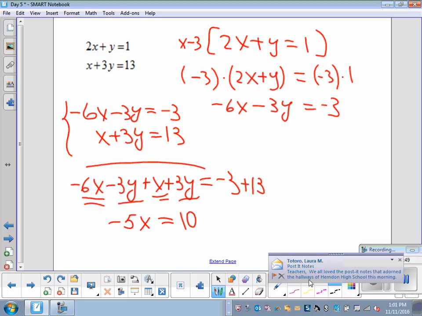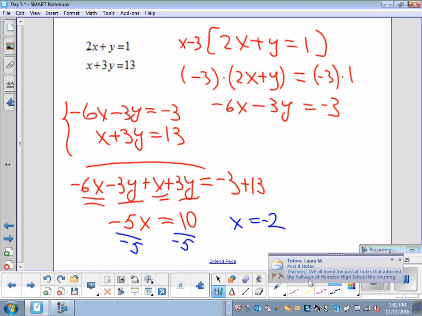Okay, so now I can solve for x, right? I can divide by negative 5, so x equals negative 2. I modified the first equation so that I could eliminate one of the variables. I added the two equations together, one variable went away, and I solved for x. Now what do I do? I still need to find y.